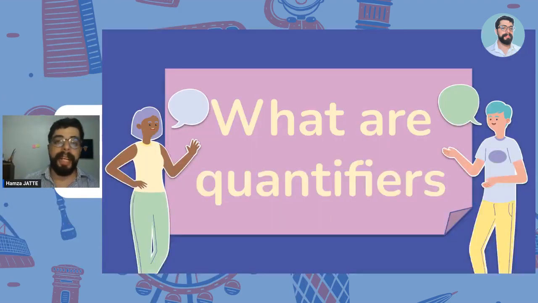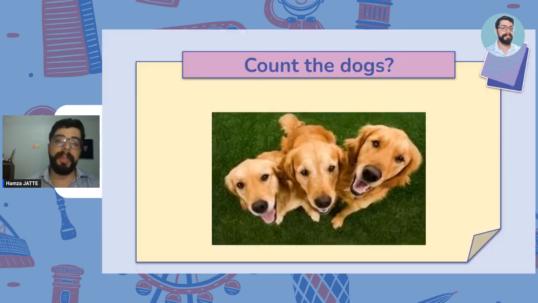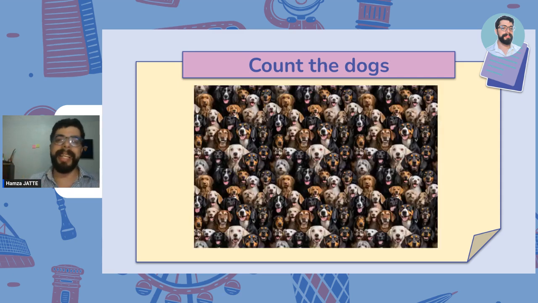For the first question that we have today, what are quantifiers? We will try and answer this question through pictures. The first picture that I'm going to show you is this one. If I ask you to count the dogs on the screen, you can tell me we have 3 dogs on the screen. Great. Everything is clear so far.